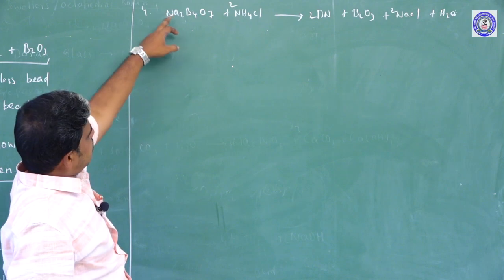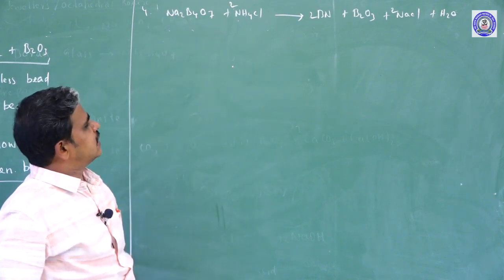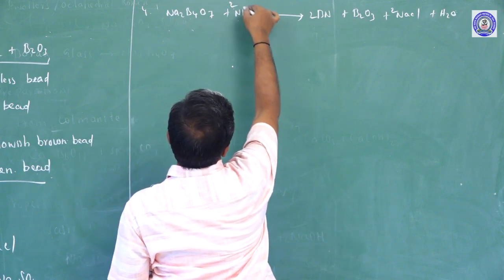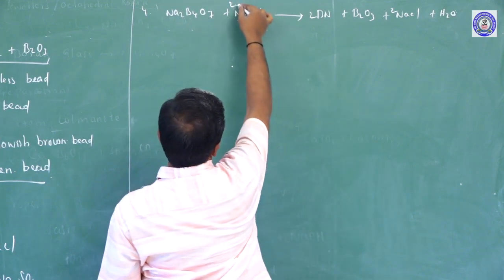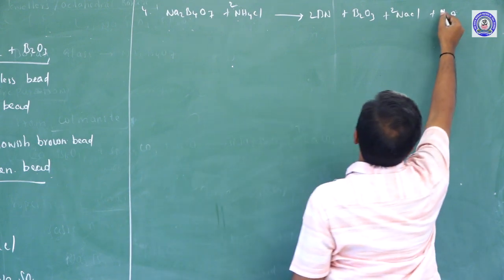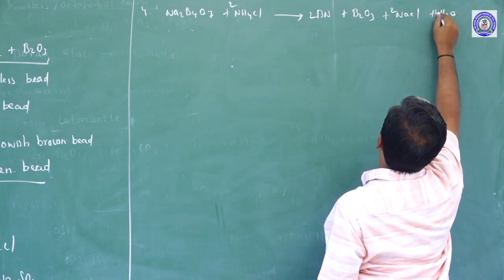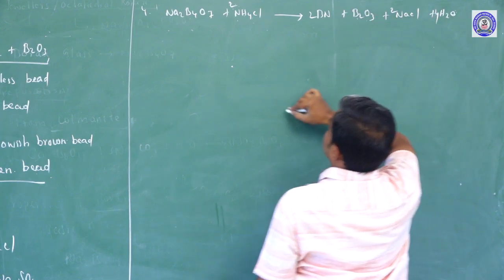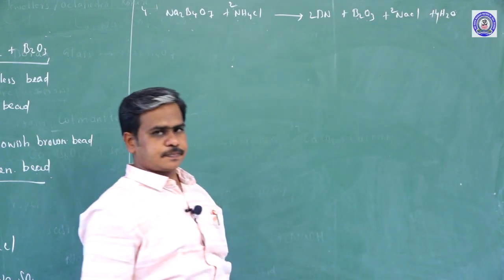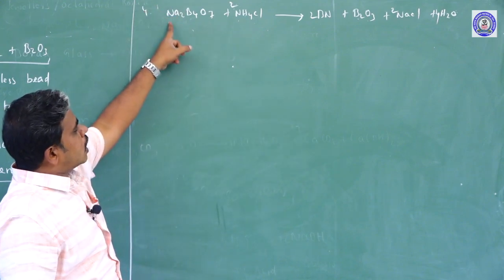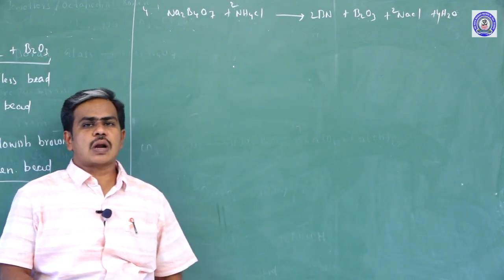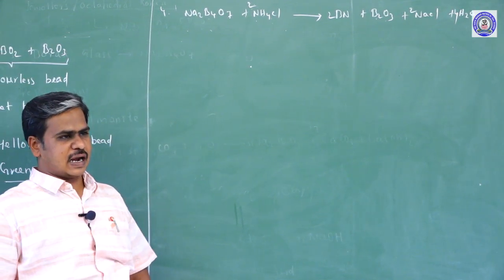Now for oxygen, how many oxygen? That is 7 oxygen, and hydrogen, it is 8 hydrogen. So if you take 8 hydrogen and 4 plus 3, 7 oxygen, it is balanced. So when borax is treated with ammonium chloride, we may get boron nitride and boric anhydride.